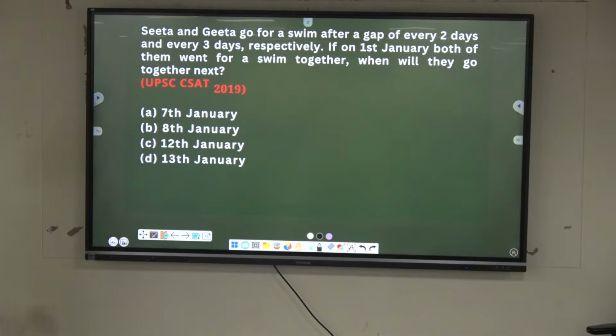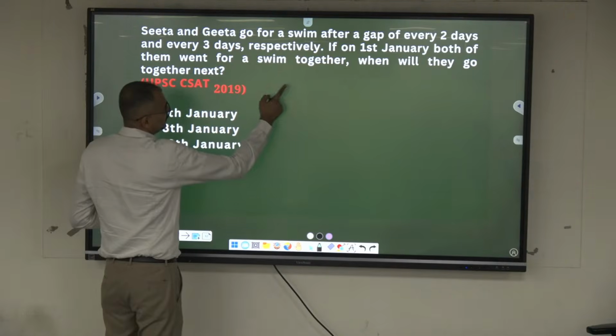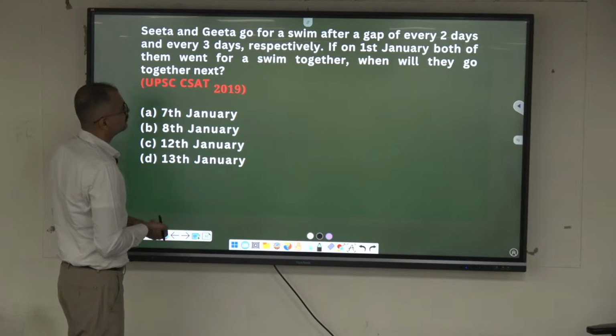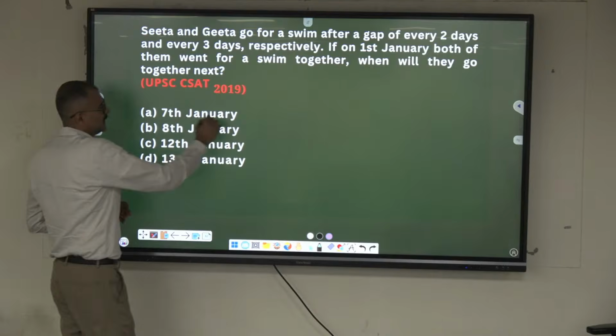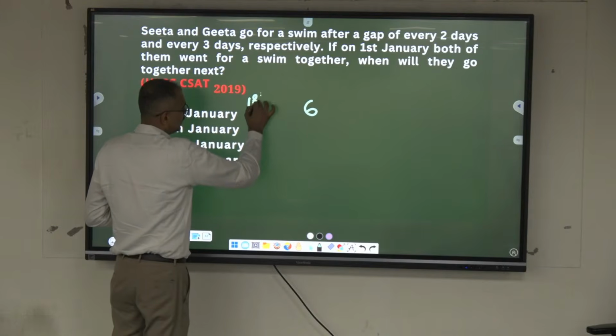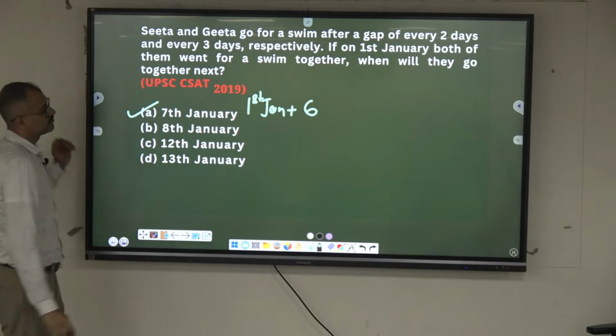Next case. Sita and Geeta go for a swim after a gap of 2 days and every 3 days respectively. If on 1st January both of them went for a swim together, when will they swim together again? 2 into 3, 6. Okay, 1st January plus 6 more days will be 7th January.